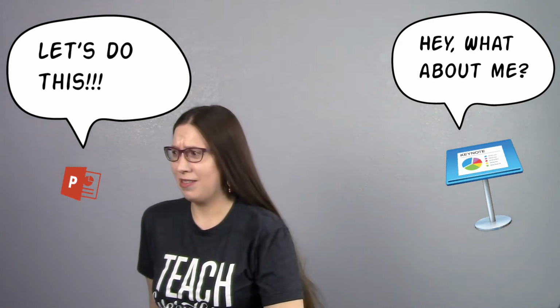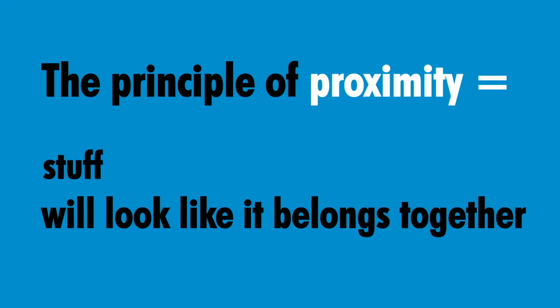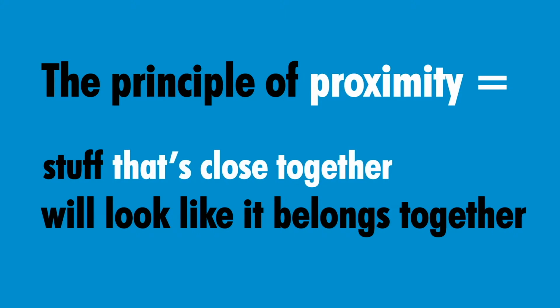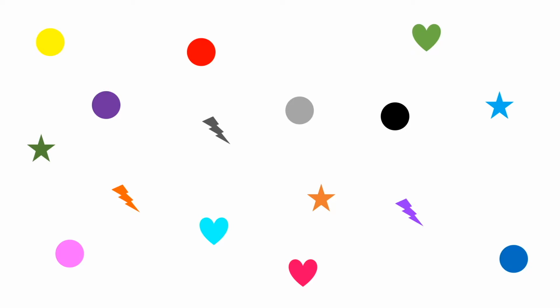I don't know her. Let's first talk about proximity, which again basically means stuff that is close together will look like it belongs together. For example, what do you see here? Probably a bunch of random shapes on the slide, right? You probably aren't really sure what you're looking at, and if I asked you to count the number of shapes, you'd probably be annoyed with me.